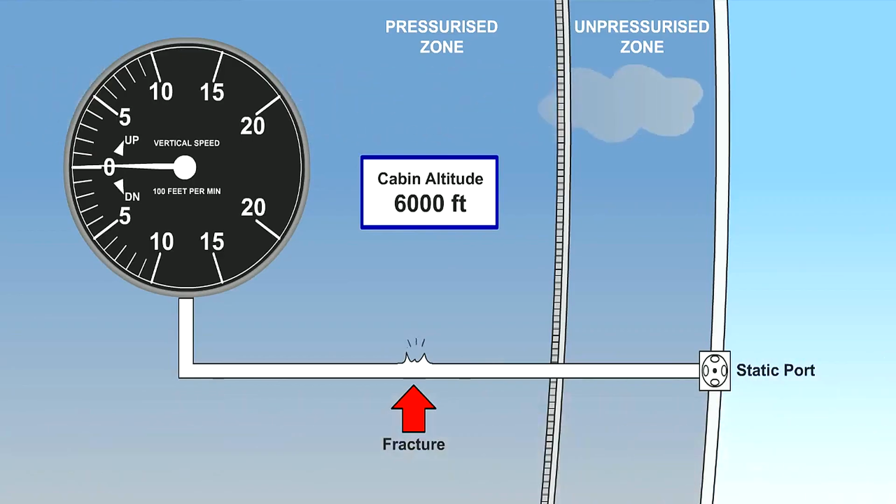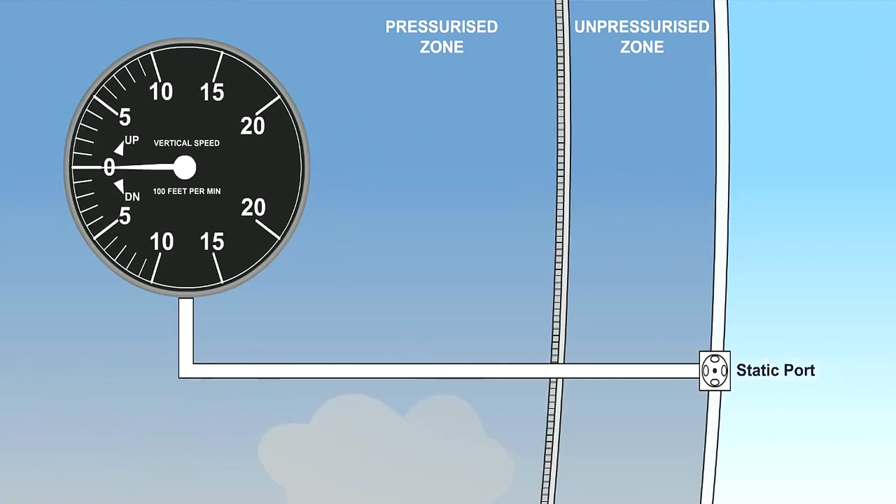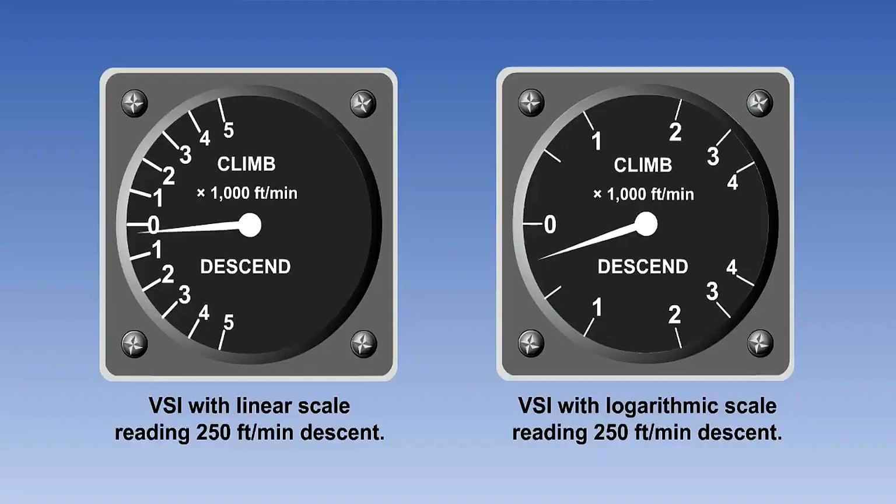If the static line to the VSI should fracture within the pressure hole of a pressurized aircraft, the static pressure sensed will be the cabin altitude pressure, and the VSI will only sense a pressure change when cabin altitude pressure changes. The VSI will continue to function if leakage occurs outside the pressure hole, because differential pressure can still be established in a climb or descent.